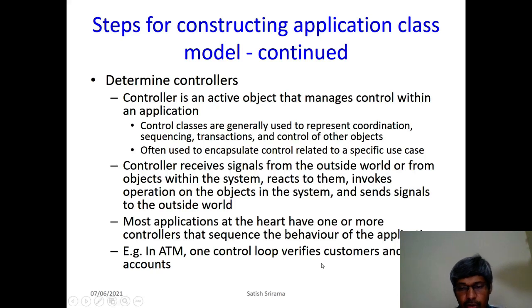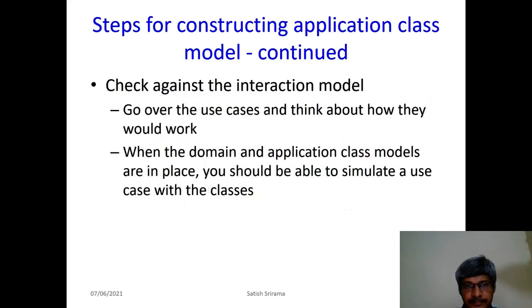In an ATM, one control loop verifies the customers and accounts. Say, for example, one single control loop can check whether he is a valid customer, and then it will also check the accounts and everything, and then it returns the control to the user, isn't it? When you enter the PIN number and try to initiate a transaction, all these things are verified in the background. That's about the control loop.